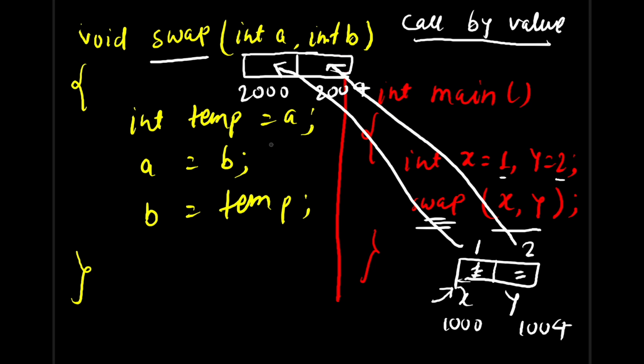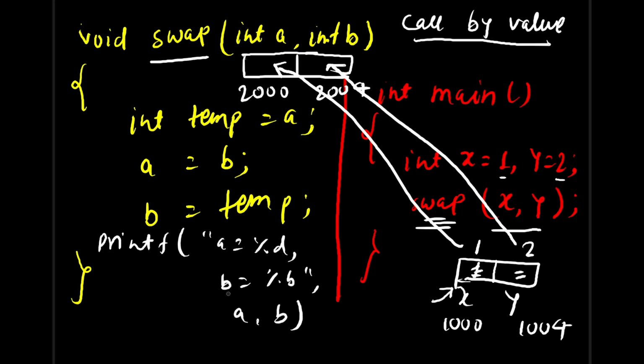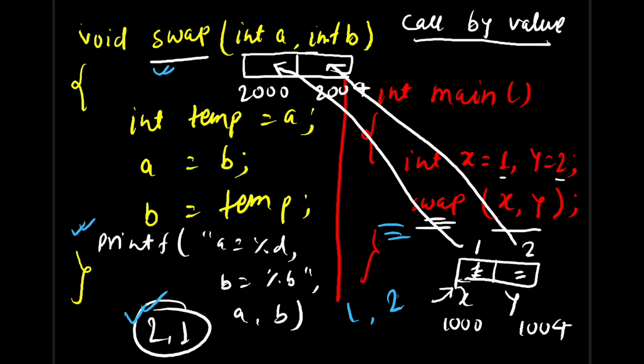And suppose we have just swapped inside this and we are trying to print here. If you try to print here with printf a equals to %d, it will print 2 and 1, right? This print you are going to get from this swap function, printed inside the function. And if you try to print inside the main, it will not be altered. You will get the same values 1 and 2. So that is why it is called call by value.